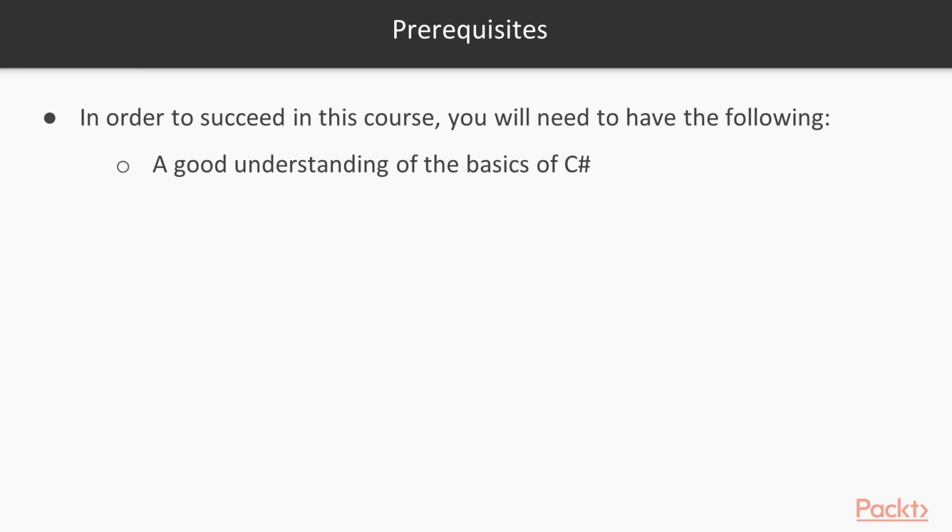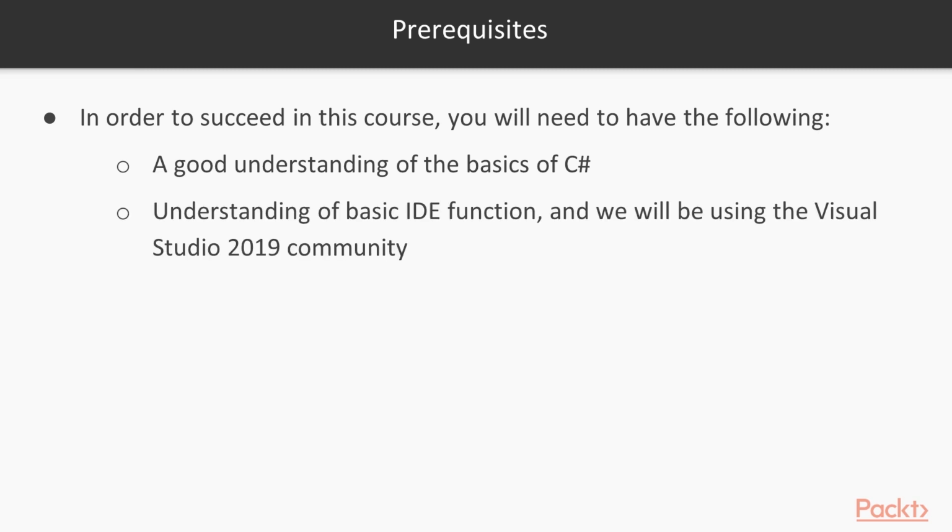In order to succeed in this course, things that would help you do this course more easily are an understanding of basic C# and basic programming ideas, especially methods. We're going to use methods. Also an understanding of basic IDE functions. If you've used other IDEs other than Visual Studio, a lot of this will seem familiar. The buttons are just in a different place. The things that it can do are probably very similar.